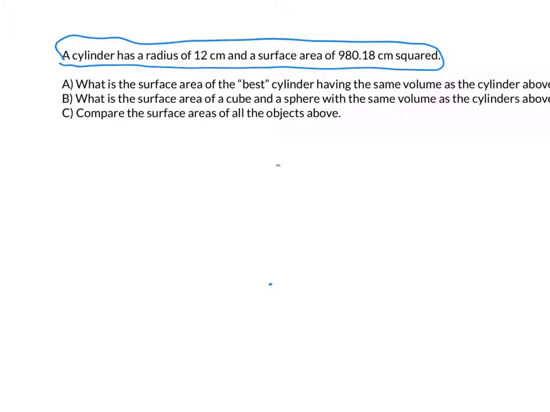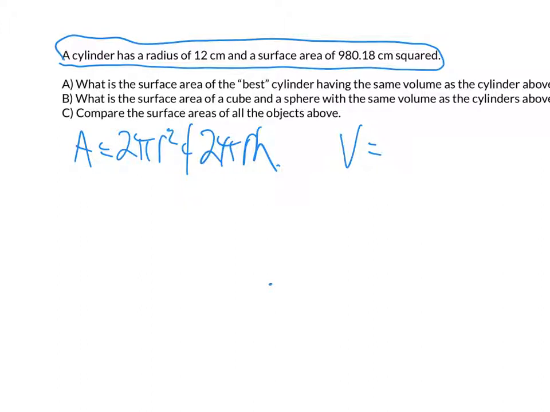So we should start this question like we should start all questions, with what are the formulas that we use? Well, we know the area of a cylinder is 2 pi r squared plus 2 pi rh, and the volume of a cylinder is pi r squared h. We also know the area of the best cylinder, which remember was one where the height and the diameter were the same, or the height was double the radius.